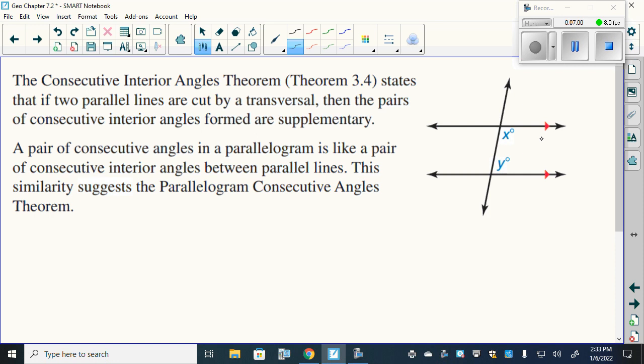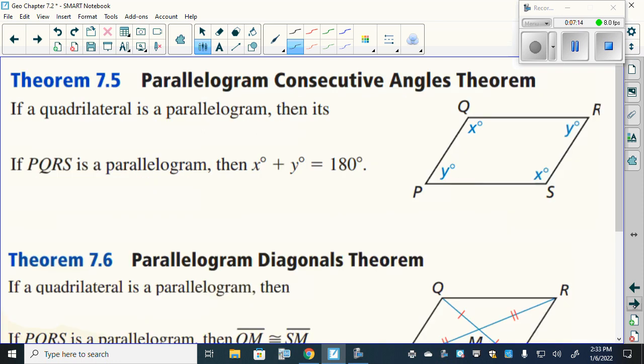Now, the consecutive interior angle theorem states that if two parallel lines are cut by a transversal, then the consecutive interior angles are supplementary. They add together to be 180. It works out that for a parallelogram, the consecutive angles, the angles next to each other in a parallelogram, are actually going to be supplementary. They're going to add together to be 180.